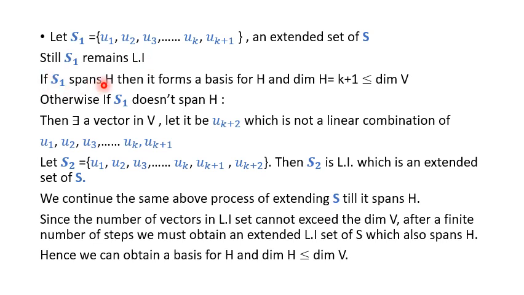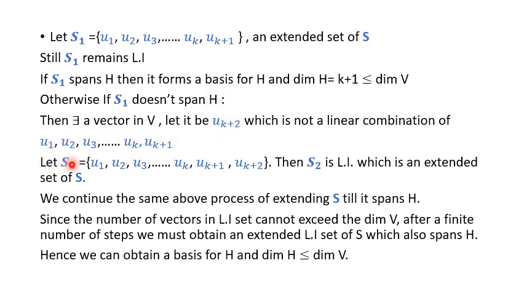Then if S1 spans H, it forms a basis for H. And what will be the dimension of H then? K plus 1, the number of vectors in the basis, which is less than or equal to dimension V. Our theorem will be proved. Otherwise, if S1 does not span H, then again the same argument: there should be some element in H which is not a linear combination of elements of S1. That's what we write here. There exists a vector in V, let it be UK plus 2, which is not a linear combination of U1, U2, U3 and so on up to UK plus 1. So there is one more element in H which cannot be a linear combination of these vectors.